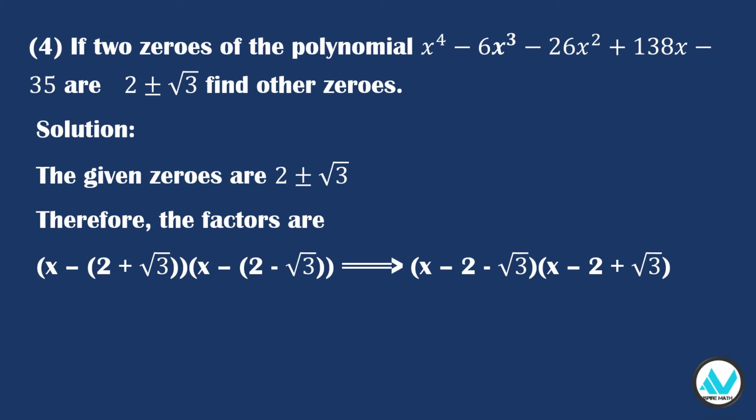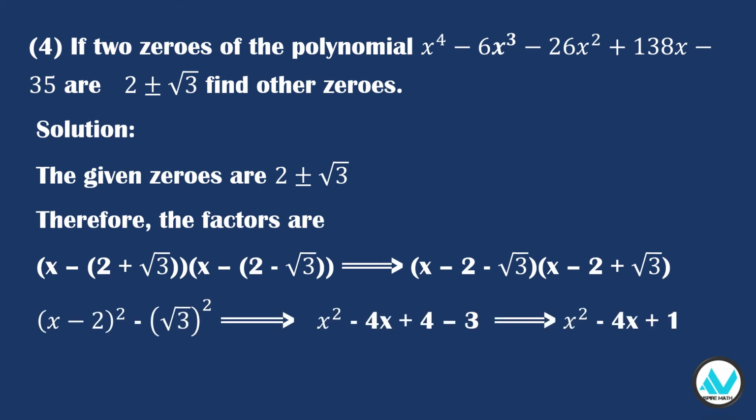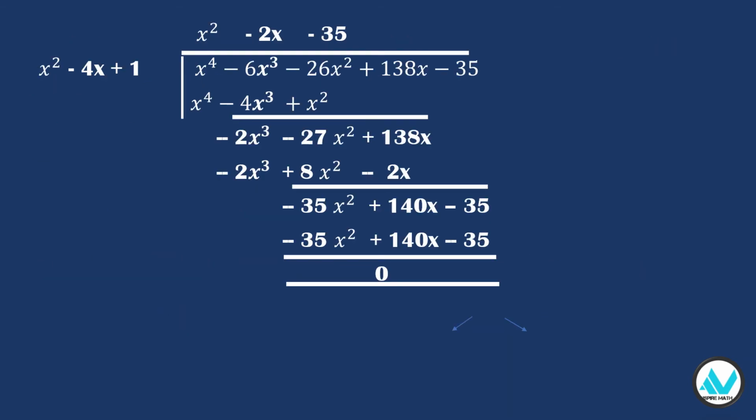Now this is of the form a minus b into a plus b. So let me apply the identity a square minus b square. So x minus 2 the whole square minus root 3 the whole square. Now once again let me apply the identity a minus b the whole square. So which gives me x square minus 4x plus 4 and root 3 the whole square is nothing but 3. So on further simplification I get x square minus 4x plus 1. Now let us see how to find the remaining two zeros.